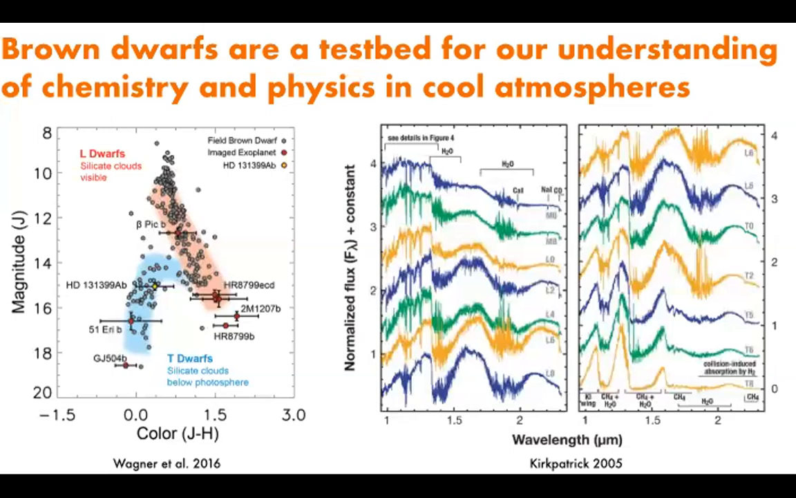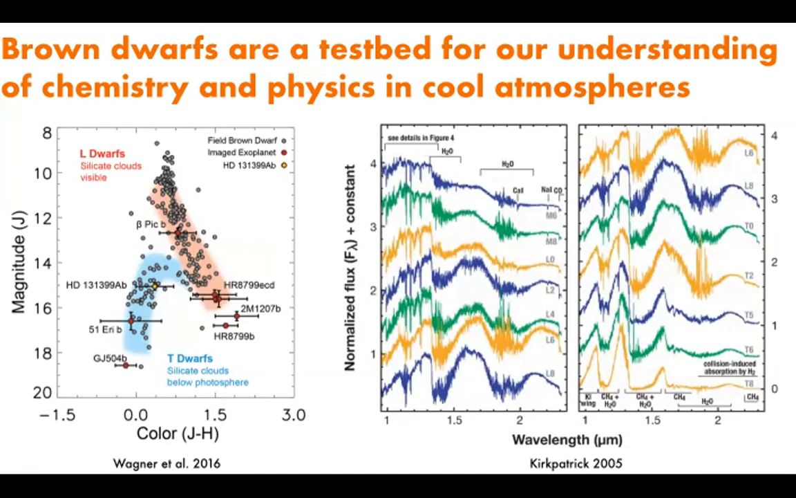Theodora gave a great overview, but brown dwarfs provide a great testbed for our understanding of the chemistry and physics in cool substellar atmospheres. On the left here is a color magnitude diagram that she also showed for a selection of brown dwarfs and giant exoplanets, where we can see they have similar colors and so possibly similar atmospheric processes.